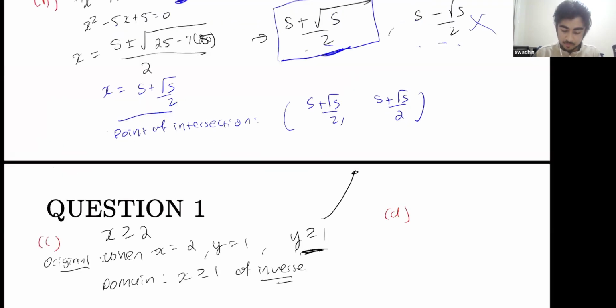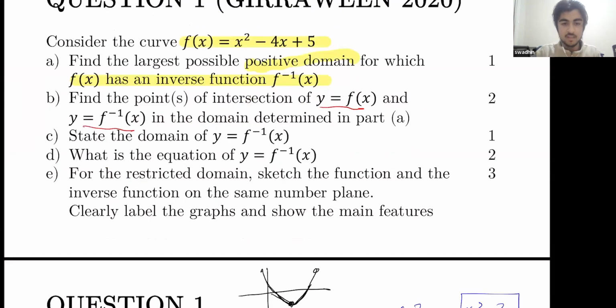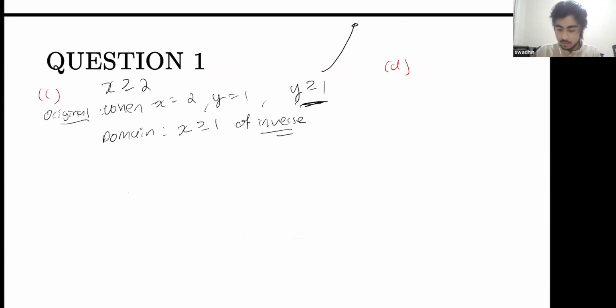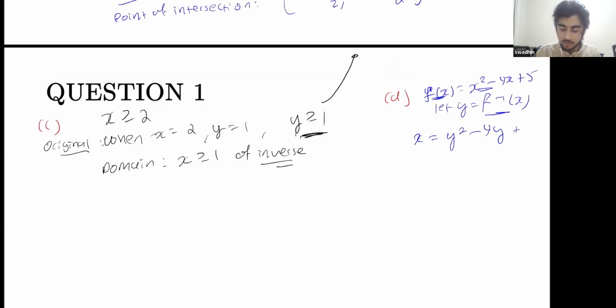Now for part D, what is the equation of f inverse x? So here we have to use some algebra. Our original function, f of x is equal to x squared minus 4x plus 5. Remember, to find f inverse x, let y is equal to f inverse x, and we swap the y and x values, and we solve for y. In other words, we solve for f inverse x. So x is going to be equal to, remember we're subbing the y as x here, y squared minus 4y plus 5, right?